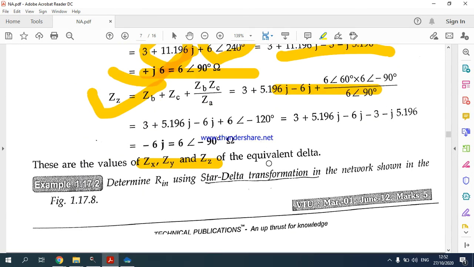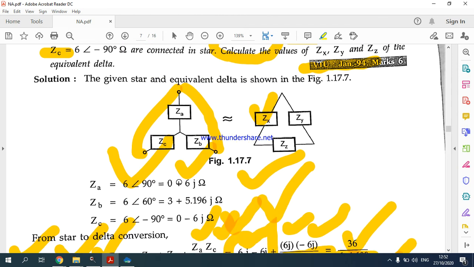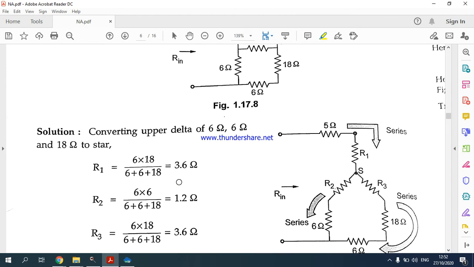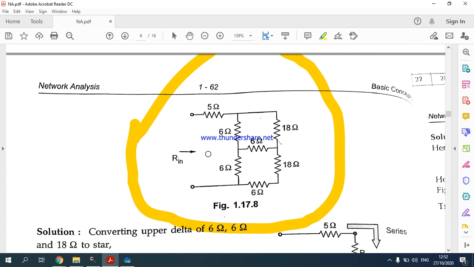Okay, in this problem, I will read the problem. I have to find out input resistance by using star to delta transformation. So my main aim is to find out input resistance R in by using star to delta. This is the circuit they have given. R in resistance means the resistance in between this terminal and this terminal. I have to find out this resistance.